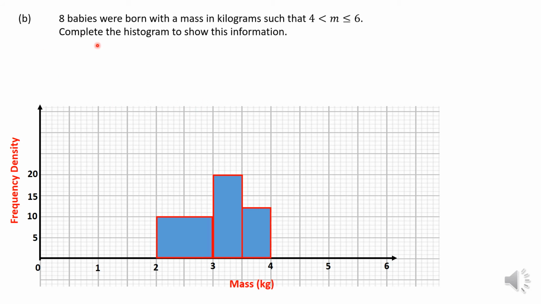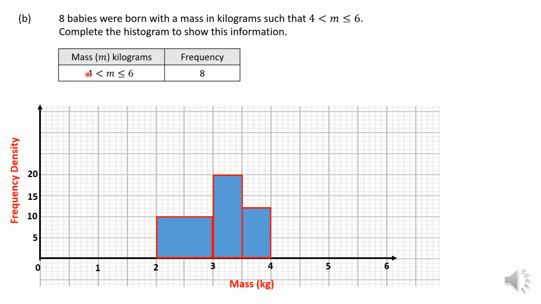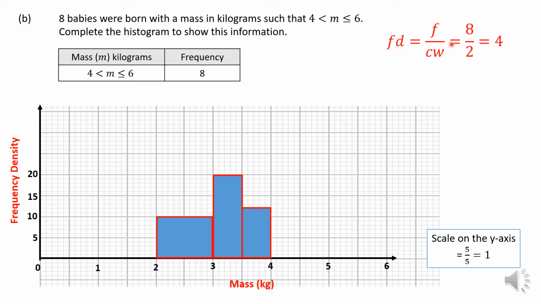So now they are saying 8 babies were born with a mass between 4 and 6. All right, 8 babies. So we have to complete. Let me just bring in that table. It says between 4 and 6, 8 babies. So what you need to do is find the frequency density. To find the frequency density, you take the 8, the frequency, and divide it by the class width. The class width is 6 minus 4, which is 2. And I know I've got 4, so all the way up to there is where I expect that rectangle to be.